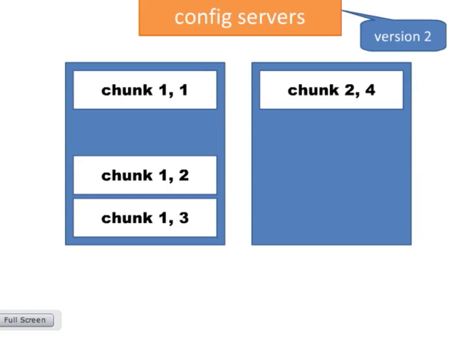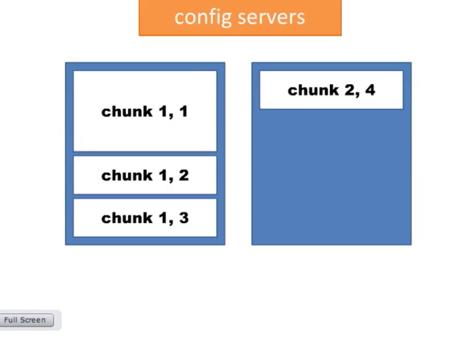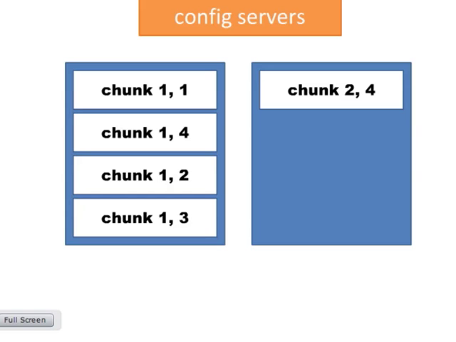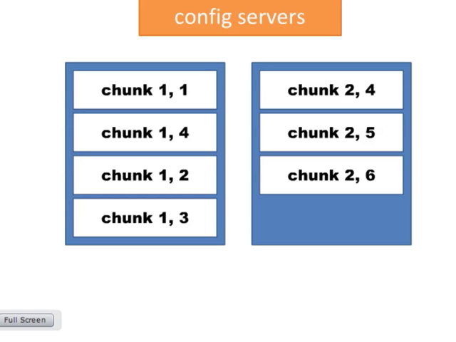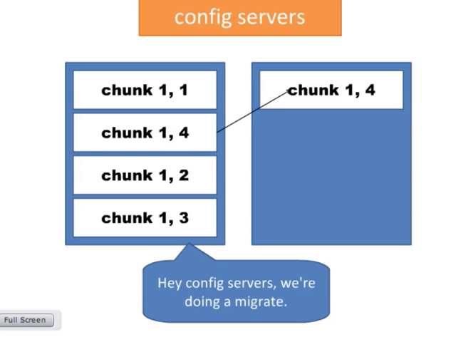We increment the major version number of the moved chunk, and the previous shard keeps its version. And so now if chunk 1 gets big again, it can split, and chunk 2 can get bigger and split off and have many baby chunks on shard 2.